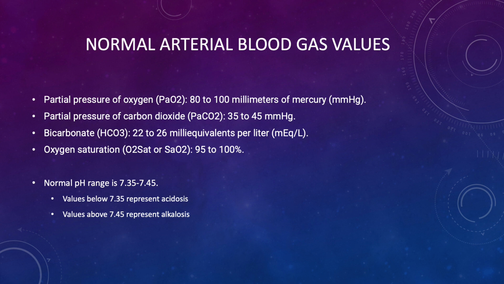That's pretty basic. So values below 7.35 is going to reach an acidotic state or acidosis. Values over 7.45 regarding pH is going to be alkalosis.